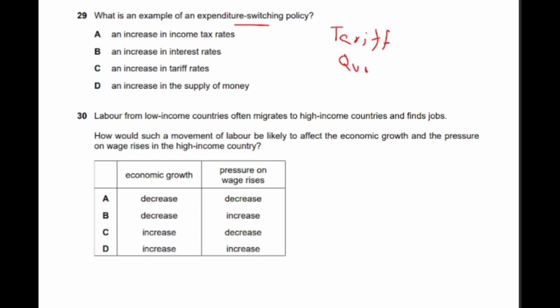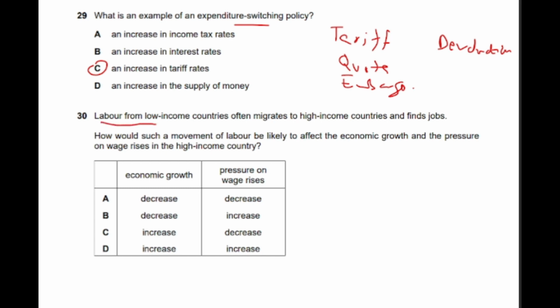quota, embargo, etc. And devaluation of currency is also an expenditure switching policy. So in this case, an increase in tariff rates is an expenditure switching policy. When we increase import tariff, then imports will decrease and people will switch their expenditure from imported goods to locally produced goods.